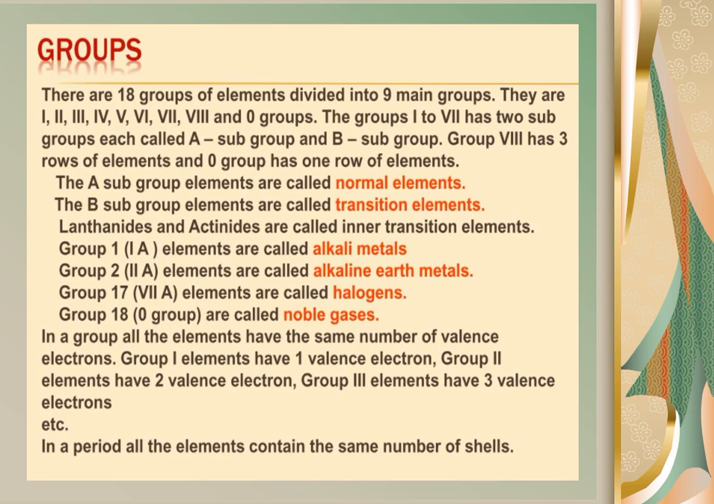In a group, all the elements have the same number of valence electrons. Group 1 elements have 1 valence electron, group 2 has 2 valence electrons, group 3 has 3 valence electrons. In a period, all the elements contain the same number of shells.